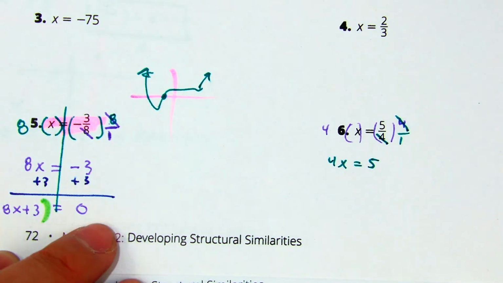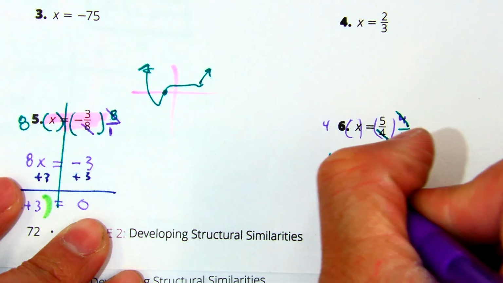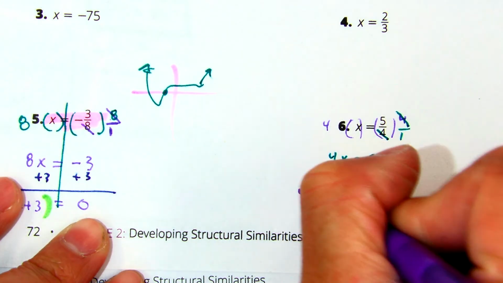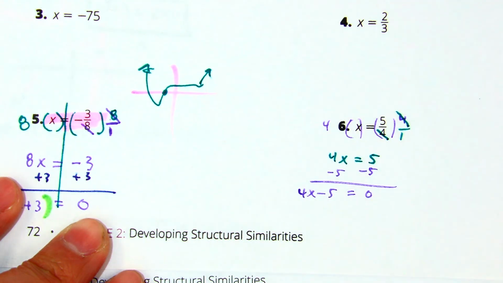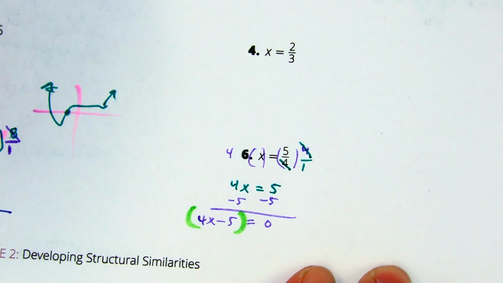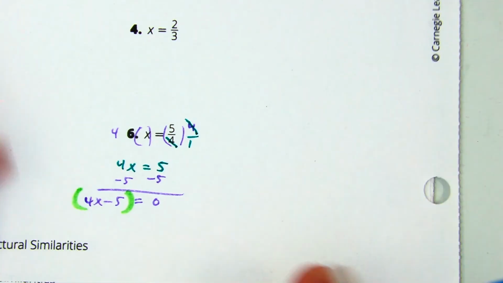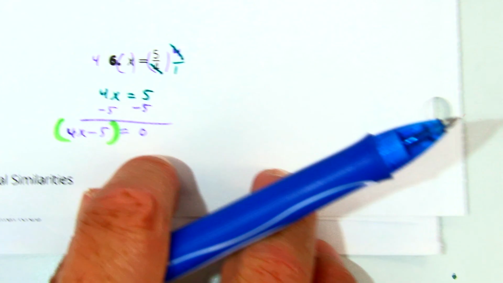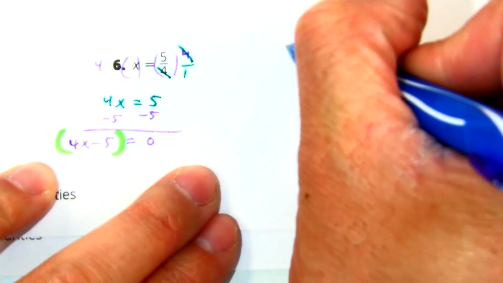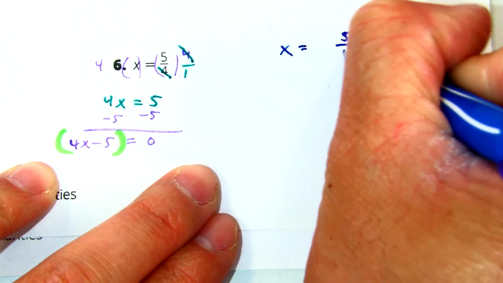And class, how do you get rid of that 5? Subtract. 4x minus 5 equals 0. Let me show you guys one more way of doing the same problem. And you can kind of choose which one made more sense to you, okay? Let me show you guys the same problem in a different way.